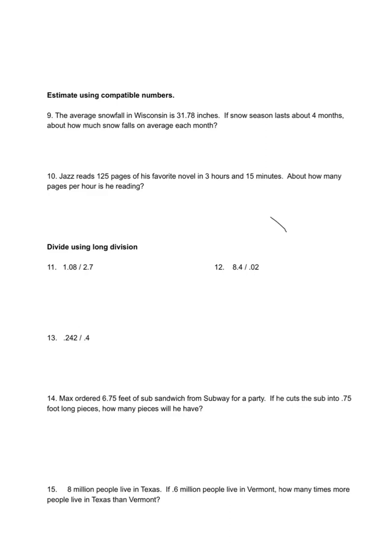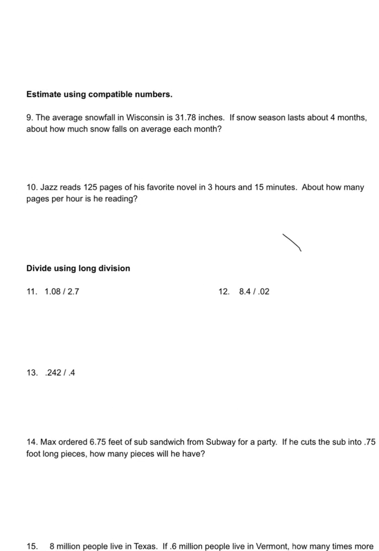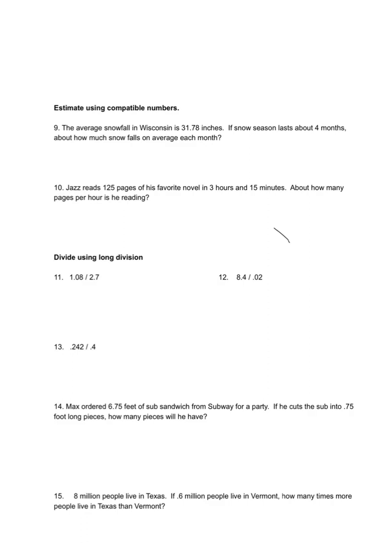Moving on to page number 2 of our chapter study guide, chapter 3 study guide. We'll start with the story problems at the top, and it says, estimate using compatible numbers again. Make sure you guys read directions. So we're going to take the average snowfall in Wisconsin of 31.78 inches. If the snow season lasts about 4 months, about how much snow falls on average each month.